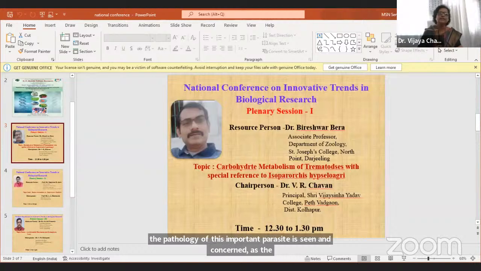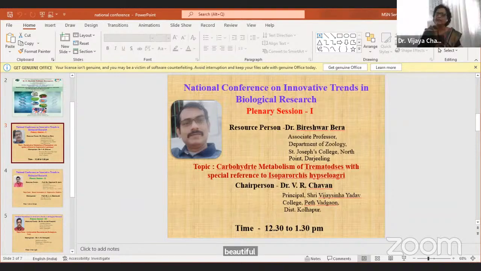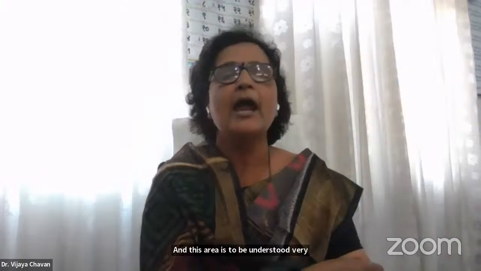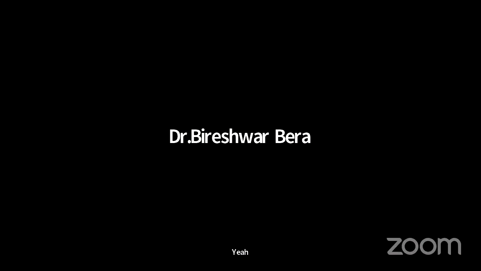As this fish is an edible fish, which is known for its soft flesh, this area is to be understood very widely and correctly. And your talk was well organized, stating the importance of the organism and how it is working for the metabolism of carbohydrate, even though it is an endoparasite attached to the swim bladder of this organism.